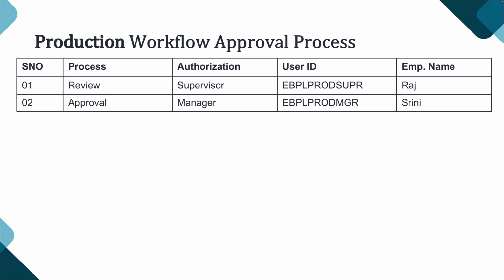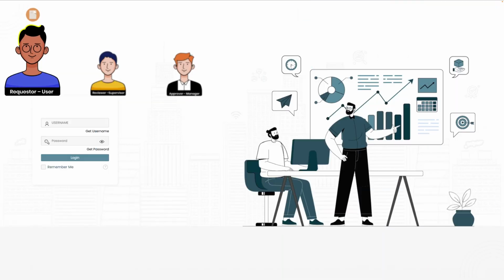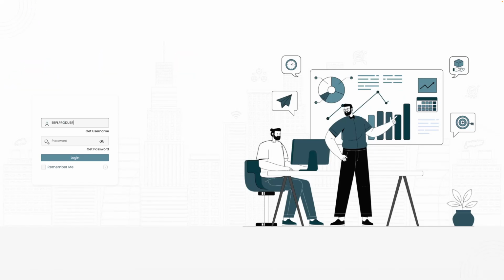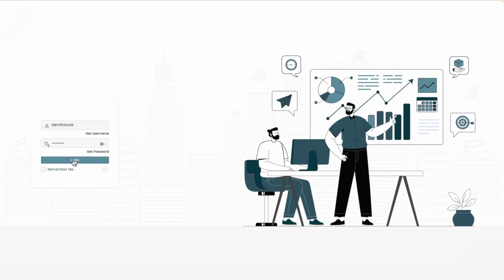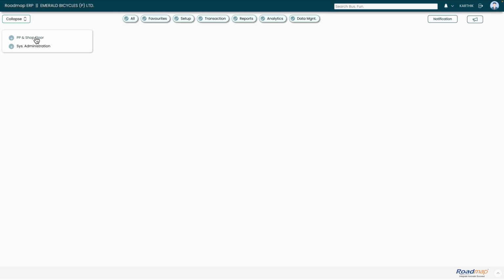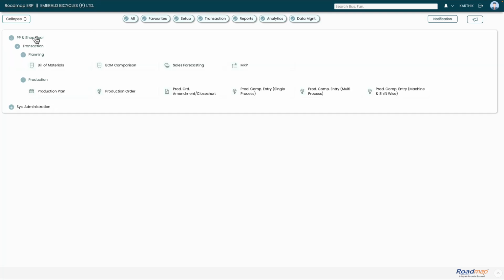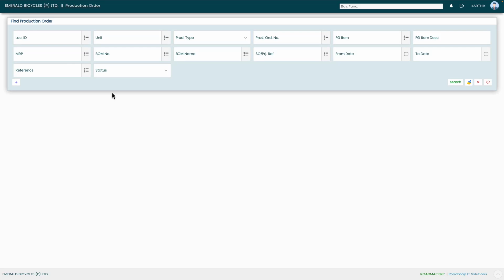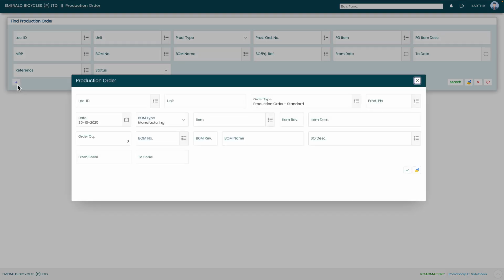Now, in order to create a production order, let's move on to our login page. This is the login page, and I'm going to enter as a user. Now click on login, and here click on PP and shop floor, that's production planning and shop floor. Move on to your transaction. Where the production order falls, click on this production order. This is the production order screen, where it can be created as well as filtered by giving a search. Now, in order to create, click on this add icon.